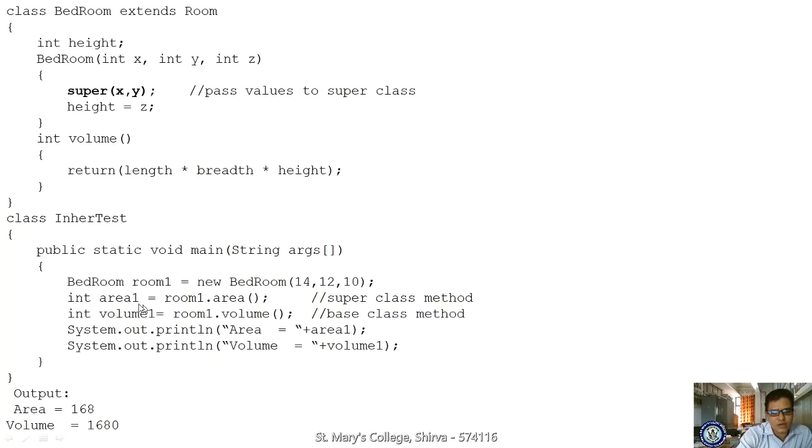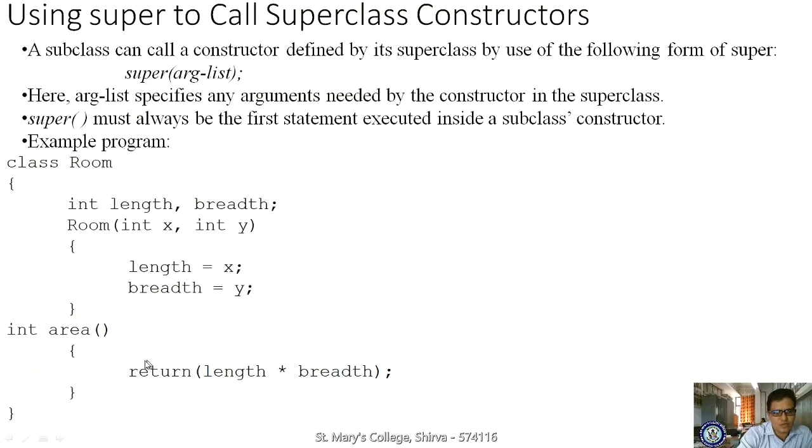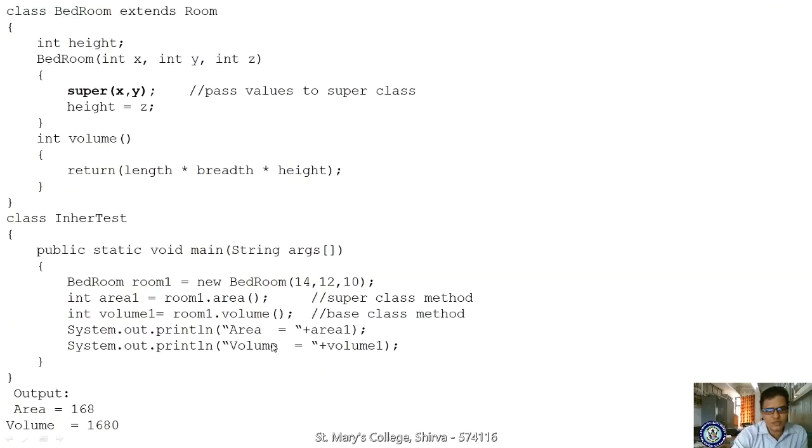And I'm taking one more variable, that is volume1. I'm calling room1.volume method. The volume method exists in your BedRoom class. So through this, length into breadth into height will be processed, 14 into 12 into 10, and the result will be stored in your volume. Okay, whoever is calling, the value will be returned. Clear? That is the usage of the return statement. Now you are displaying the value of area1 as well as volume1.